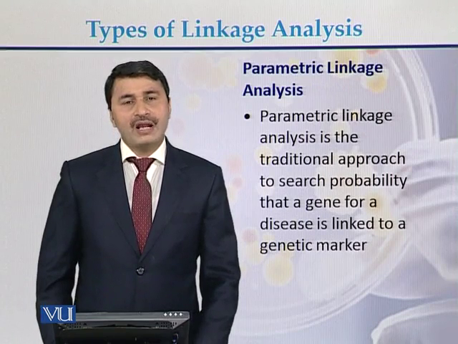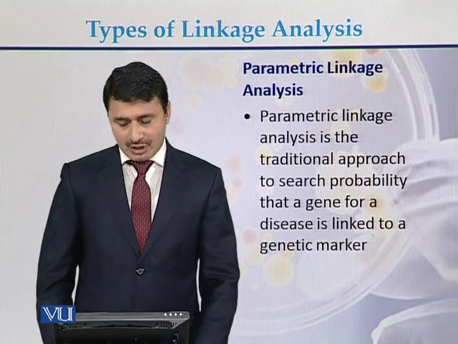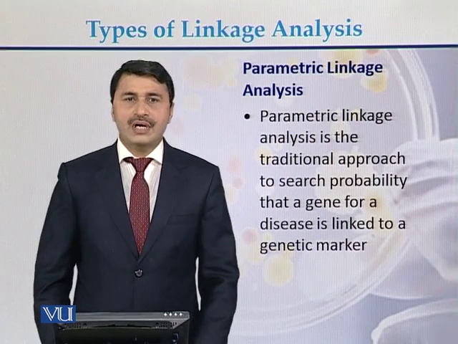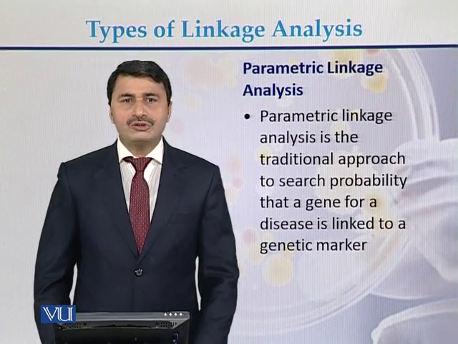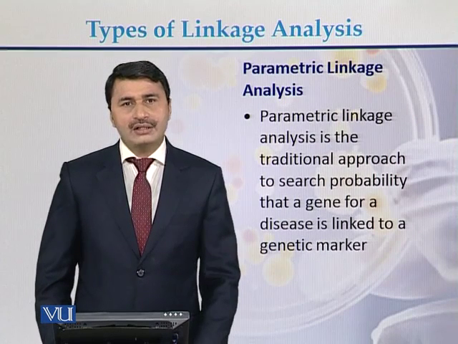In the case of parametric linkage analysis, this analysis is usually based on the traditional approach to search for the probability that a gene for a disease is linked with the genetic marker. So in this case, we try to identify whether the disease gene is linked with the genetic marker, and whether the phenotype and the marker co-segregate with each other.